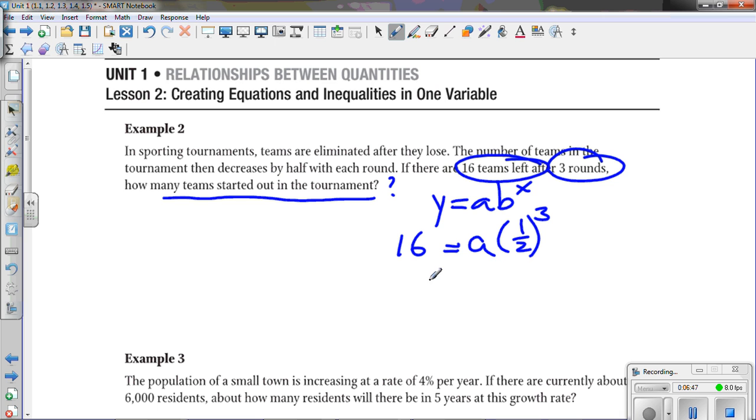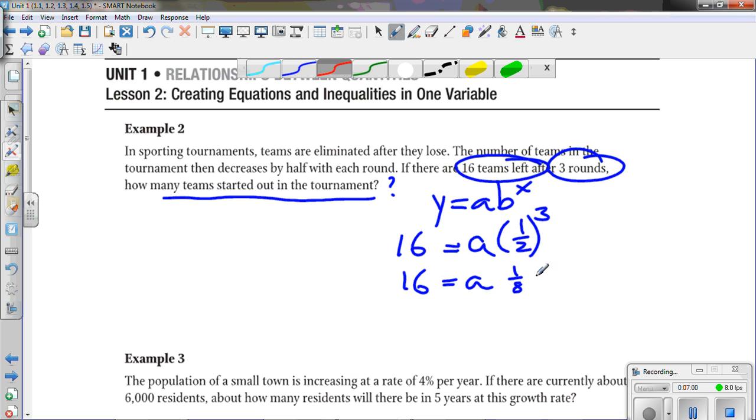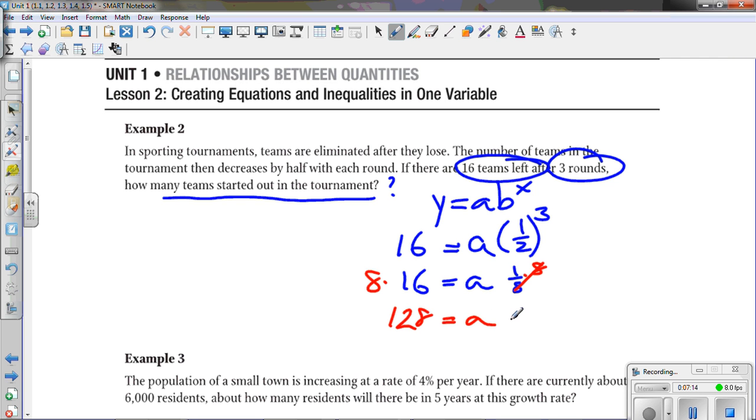We don't know A. So to solve this, we take 1/2, raise it to the 3rd power, so use your calculator, and you're going to get 1/8. Okay, how do you undo this? You multiply both sides by 8, the reciprocal, okay, and notice those cancel, and 8 times 16 is going to be 128. So that's 128 teams to start the tournament. Sounds like the World Cup here, okay?